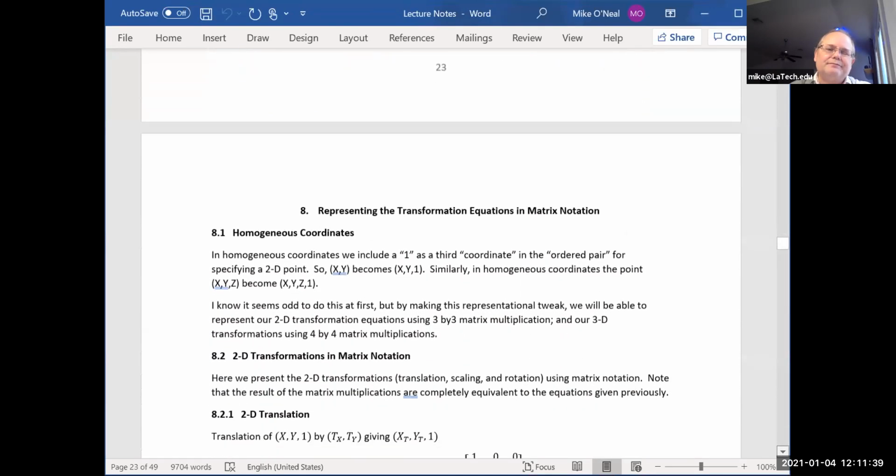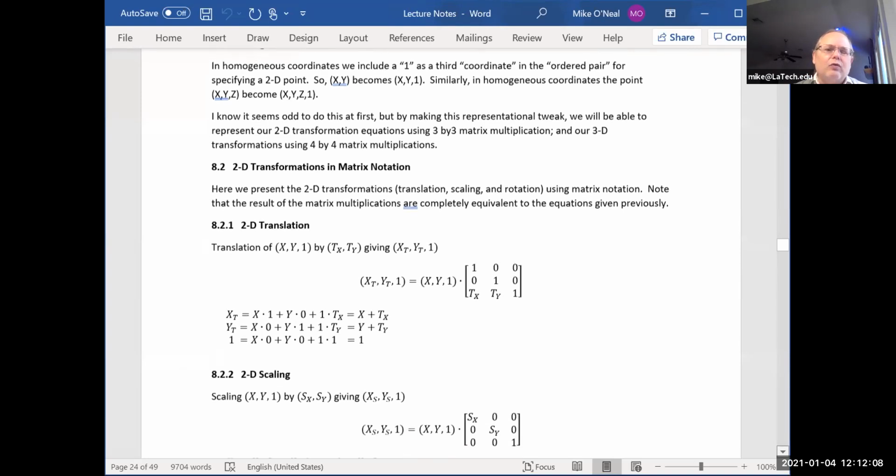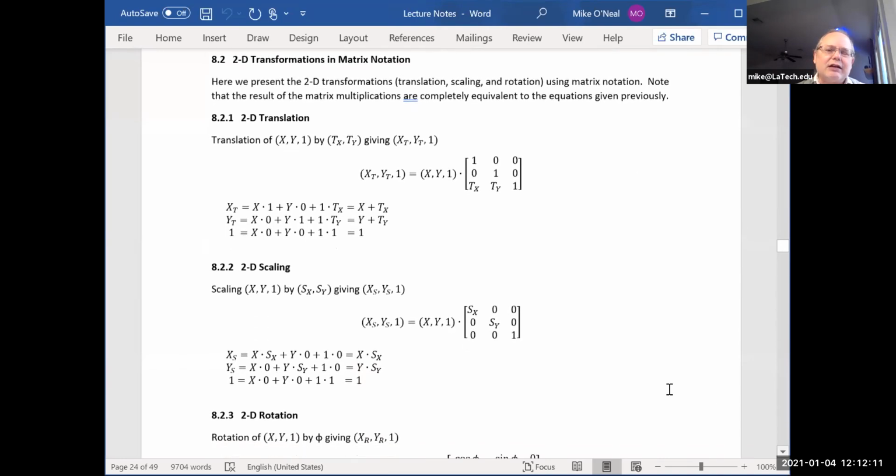current assignment. Okay. What we're going to do on Wednesday is we're going to start talking about another way of representing our equations. You've been given all of the equations now for 2-dimensional and 3-dimensional translation, rotation, and scaling, but I gave them to you as equations. What we're going to be looking at next is representing those equations using matrix notation.